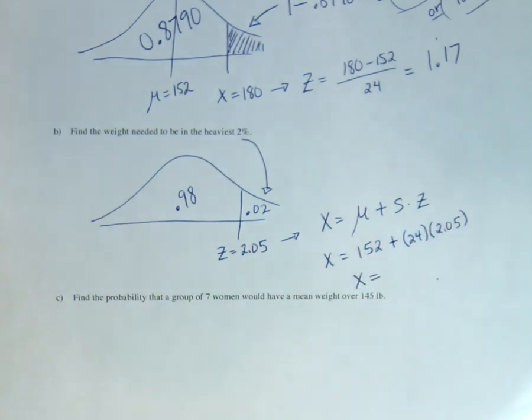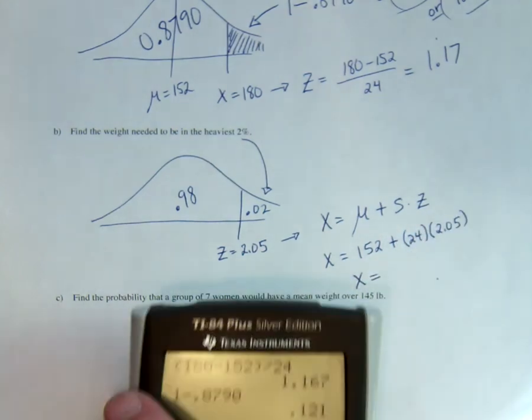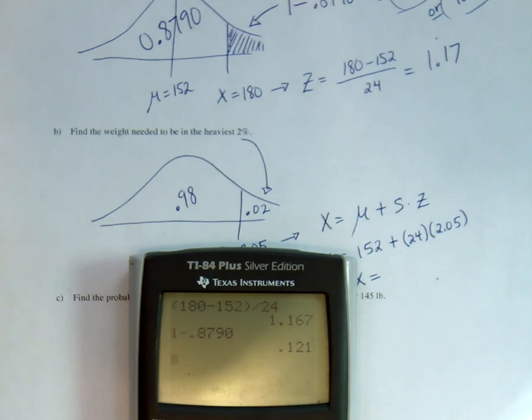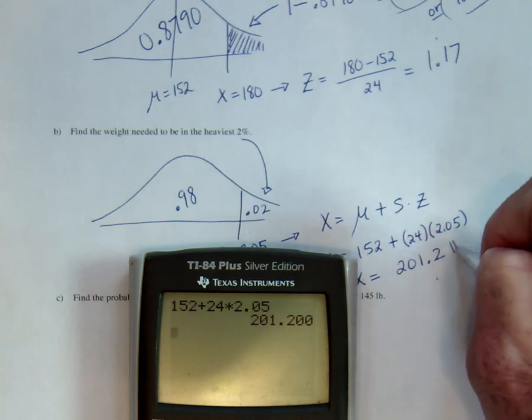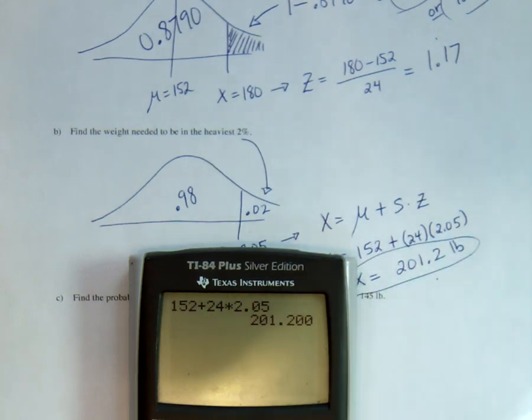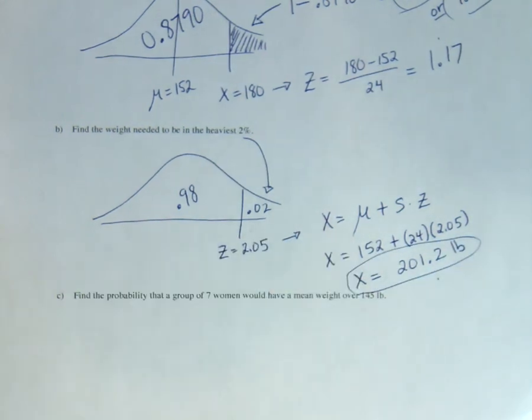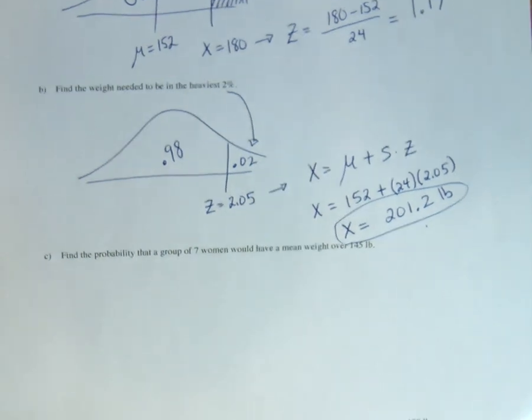So what is that weight? 152 plus 24 times 2.05, so 201.2, and that would be in pounds, to be in the heaviest 2%.